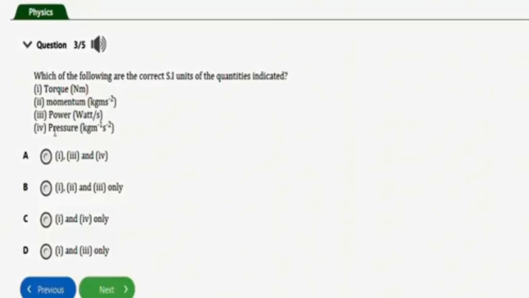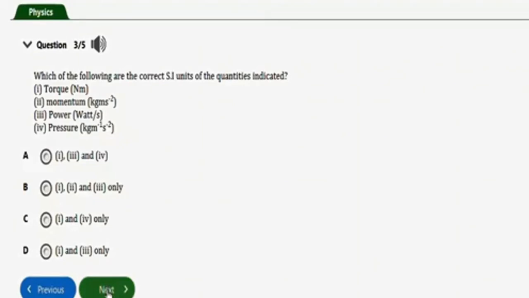But basically, from the options we have, the correct option for this question will be option C, which is I is correct. The unit of torque is Newton meter, and pressure is correct. The unit of pressure can be this, though pressure has a standard unit to be Pascal, but this can also be kilogram per meter per second square. Alright, so the correct option is option C. That's it for this question.